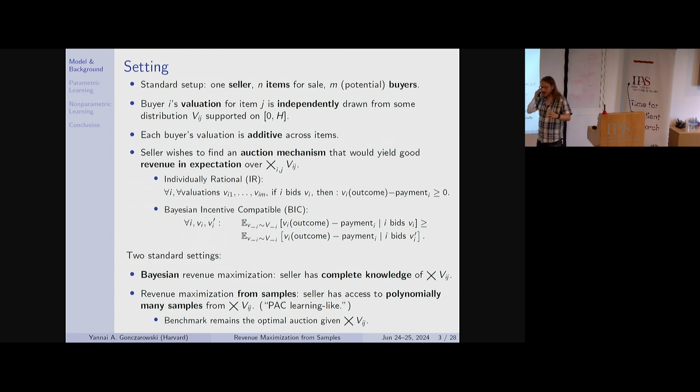The only difference is you don't know what the distribution is. You just have samples from that distribution. That's the only difference from the standard model we saw yesterday. I think yesterday we had dominant strategy instead of the Bayesian one.